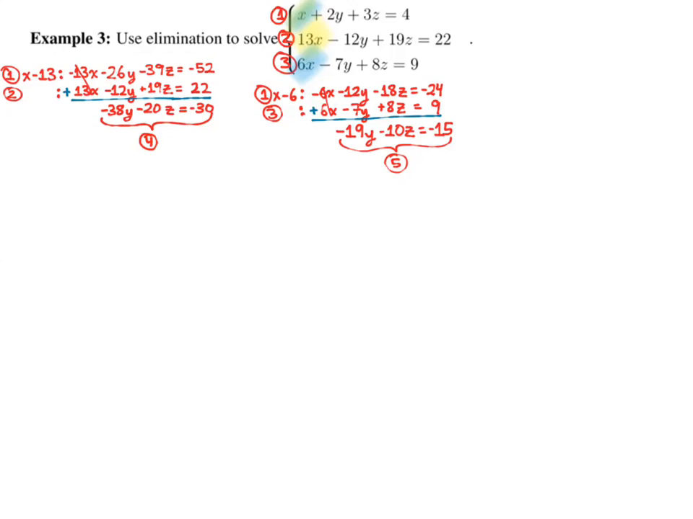Okay, two equations, got a y, got a z in each of them. Maybe get rid of the z's. Those numbers look nicer than the y coefficients. So maybe just go ahead and rewrite the fourth one: negative 38y minus 20z equals negative 30. And then for the fifth one, maybe just multiply it by negative 2, so it becomes positive 20z. Add them up, and boom, no y's, no z's, no constants.